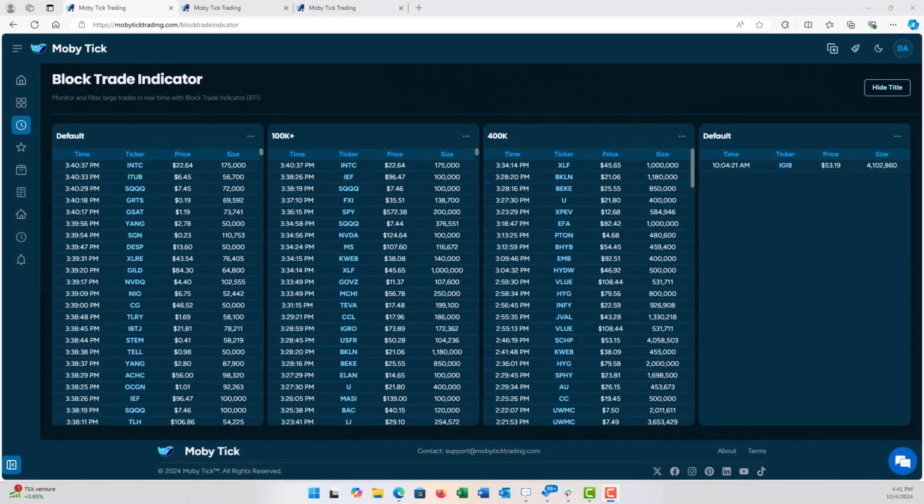Hey there, so you have nothing to trade. Well, welcome to Moby, where we see all the institutional trades coming in every second of the day here. Right here's a block trade indicator, so you have lots of things to trade. But if you don't have anything and you're looking for something, well, whether you're a day trader, a scalper, a swing trader, long-term investor, we've got you covered.